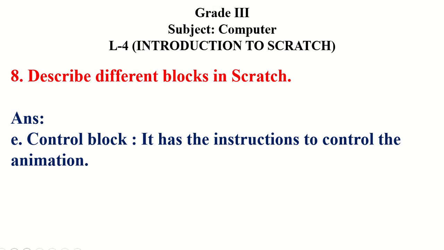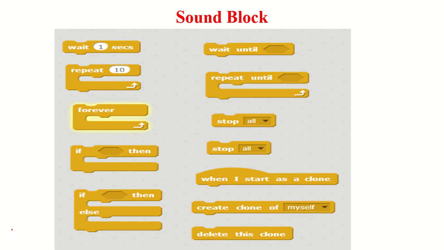Next is control block. As the name indicates, this block has the instructions to control the animation. If somewhere you want your sprite to repeat something or you want your sprite to wait for something, then in that case we use control instructions.